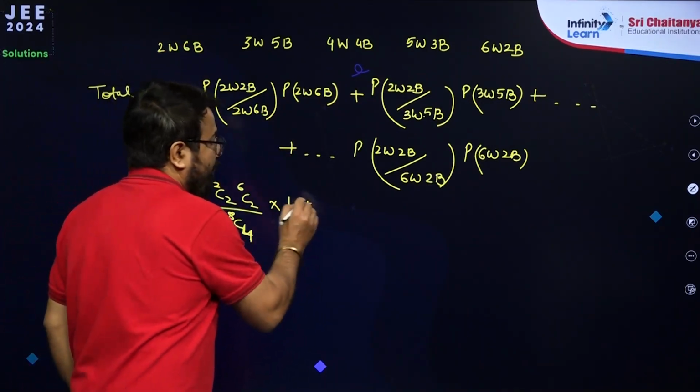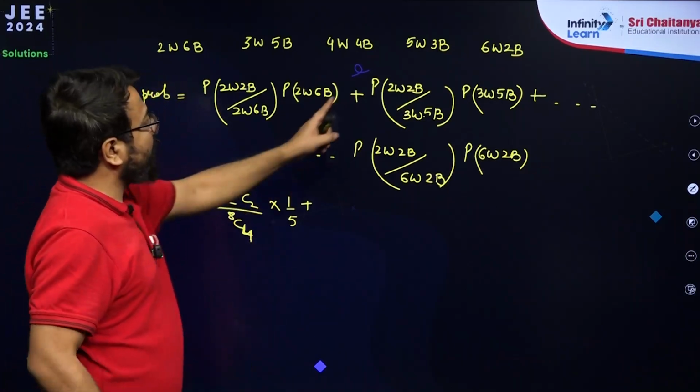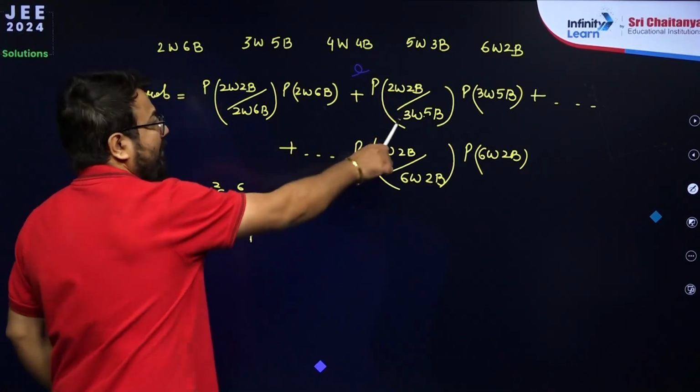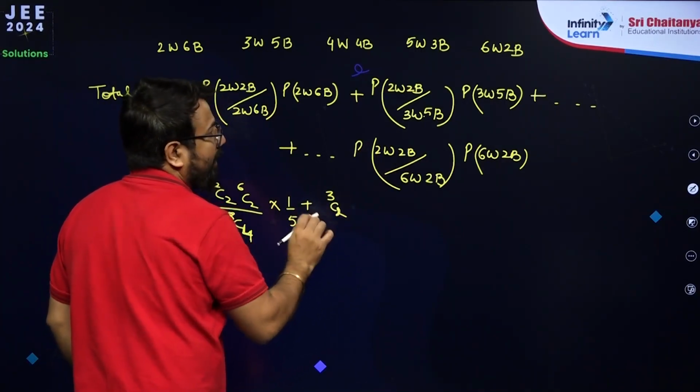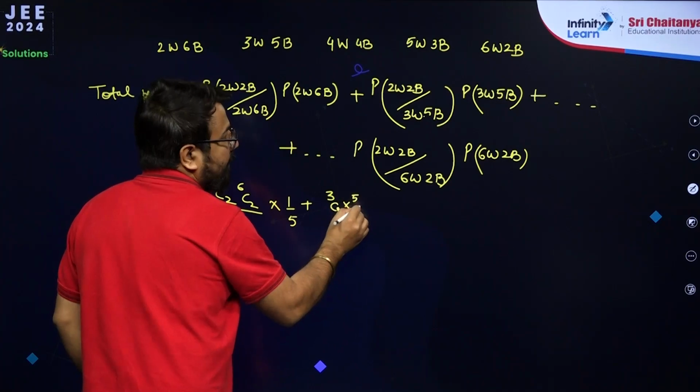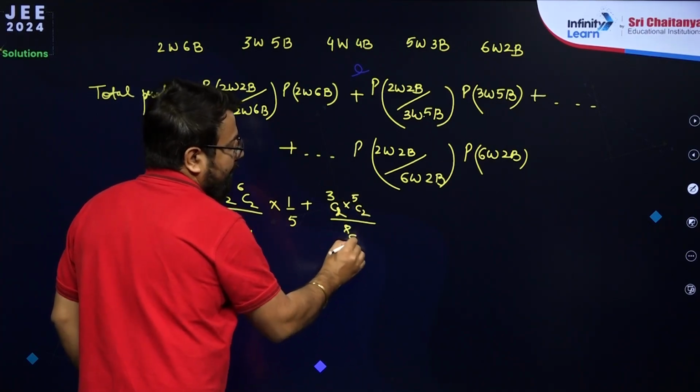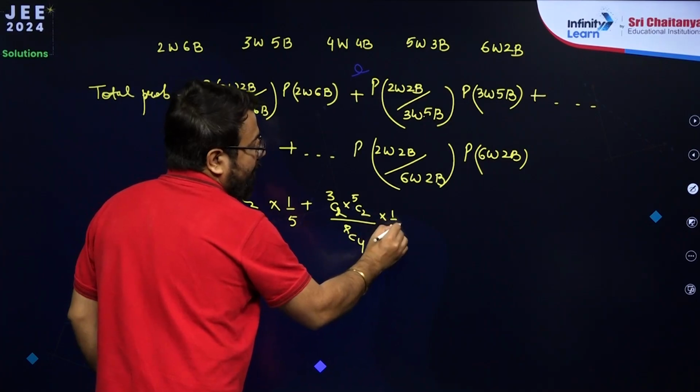Let us talk about the next probability. The next probability is the probability of 2 white, 2 black when the bag has 3 white. So it will be 3C2, because 2 white I require, into 5C2, whole divided by 8C4, multiplied by 1 by 5.